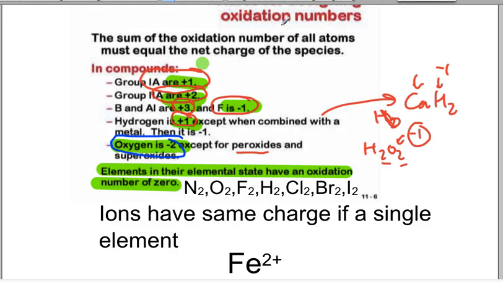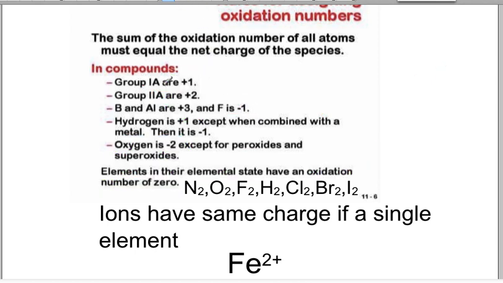All right, so first and foremost, oxidation numbers. When we go to assign oxidation numbers, one of the things we have to pay attention to is rules that we need to know. Any group 1 element is always going to be plus 1. Any group 2 element in the periodic table is always plus 2. Boron and aluminum are always 3 plus. And then finally, fluorine is always minus 1.